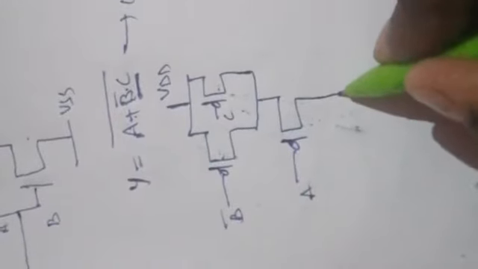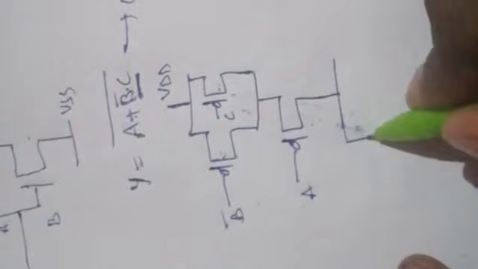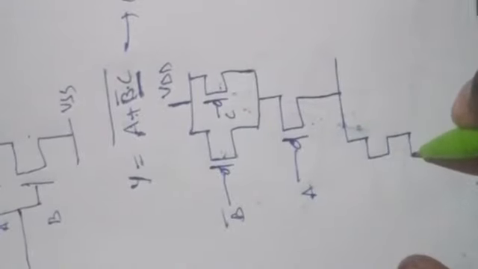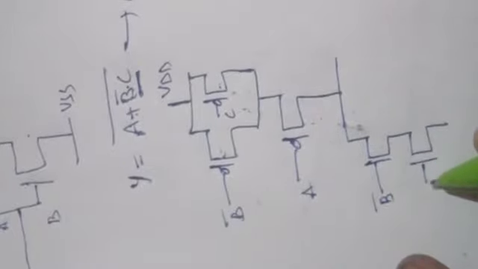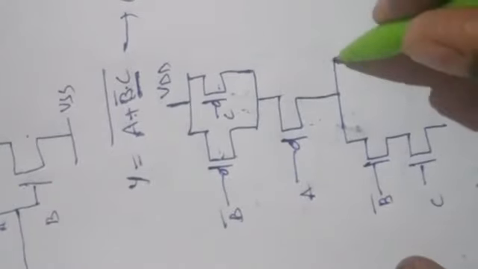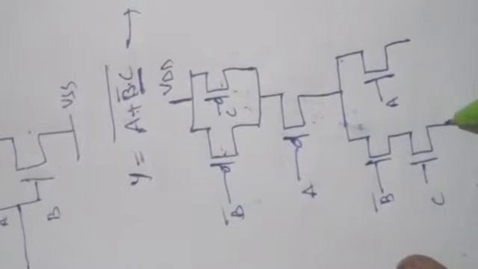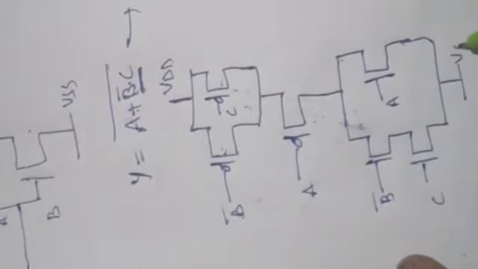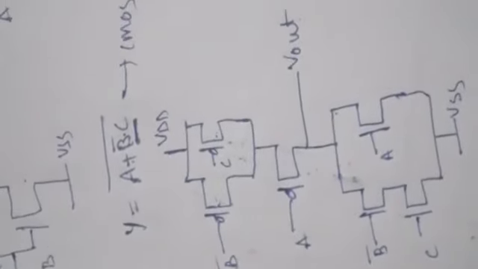In the below part we have to do the opposite of that. So you can consider B and C. These two are series terms, B bar and C, and A will be along with parallel connection. This will be connected to the VSS. In between you can consider the output voltage.